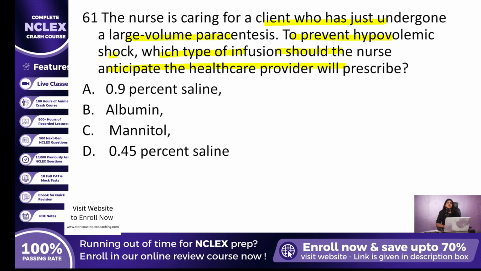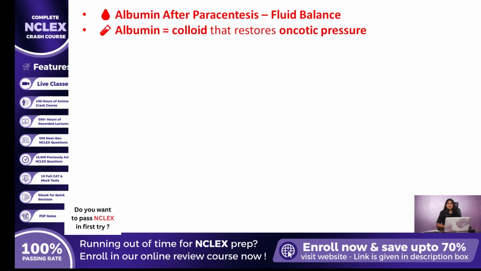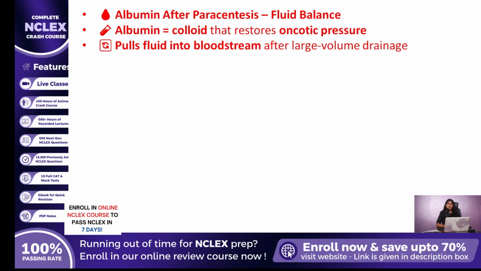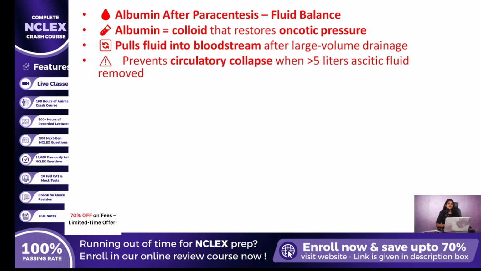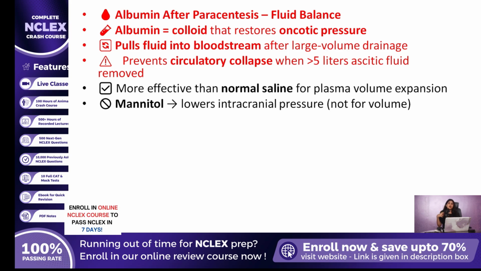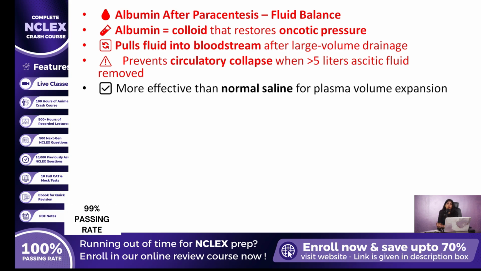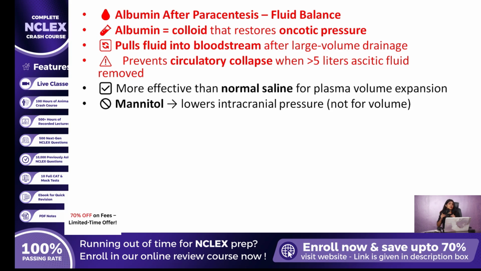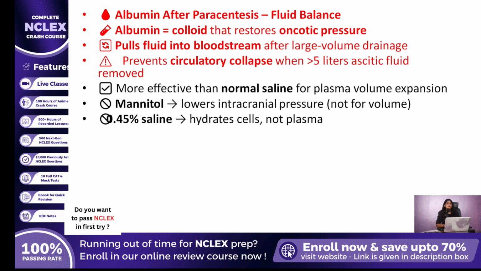Here is the rationale. Albumin is a colloid solution that maintains oncotic pressure and draws fluid back into the vascular space following the removal of large volumes of fluid. When more than 5 liters of fluid are drained, there is a high risk of circulatory collapse due to intravascular fluid shifts. Albumin helps prevent this by pulling interstitial fluid into the bloodstream, stabilizing blood pressure, and preventing hypovolemia. Although normal saline can expand volume, it is not as effective as albumin for large volume loss. Mannitol is used to reduce intracranial pressure, not replace fluid, and 0.45% saline is hypotonic, primarily hydrating cells rather than expanding plasma volume.